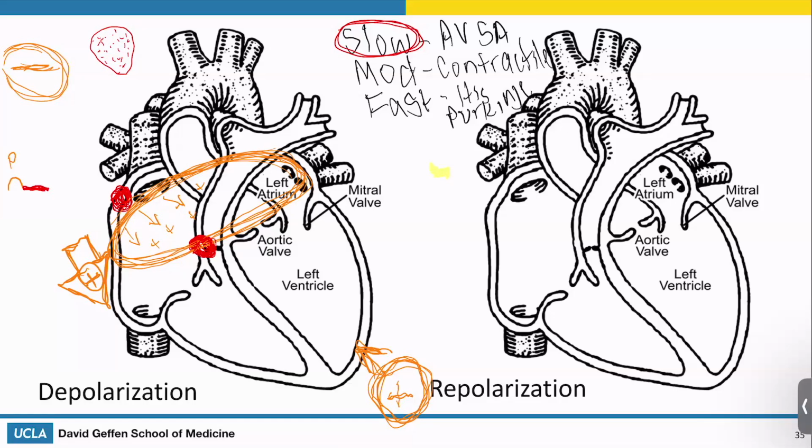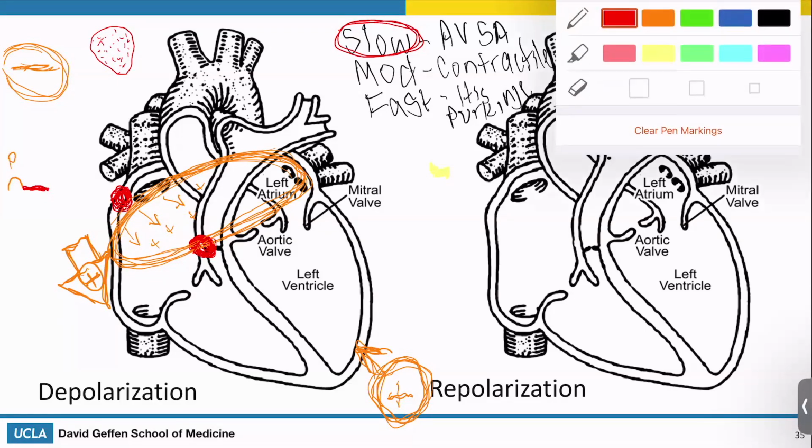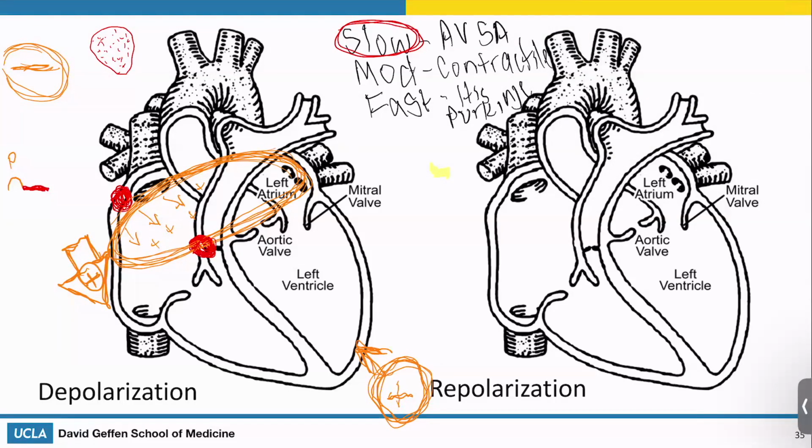So we don't use this PR interval. Again, the PR interval is representative of that AV node depolarization, that pause there so we can fill up the ventricles.